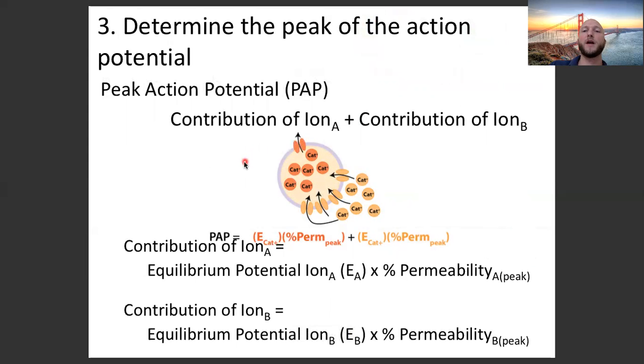This is going to look a lot like part 2, but we're figuring out the membrane potential at the peak of the action potential. So last time it was resting, now it's at the peak of the action potential. At the peak, it's the contribution of ion A plus the contribution of ion B, exactly the same as last time. The only thing that's going to be different is the permeabilities. The equilibrium potential for each ion is going to be the same. The permeability is what's going to be different.